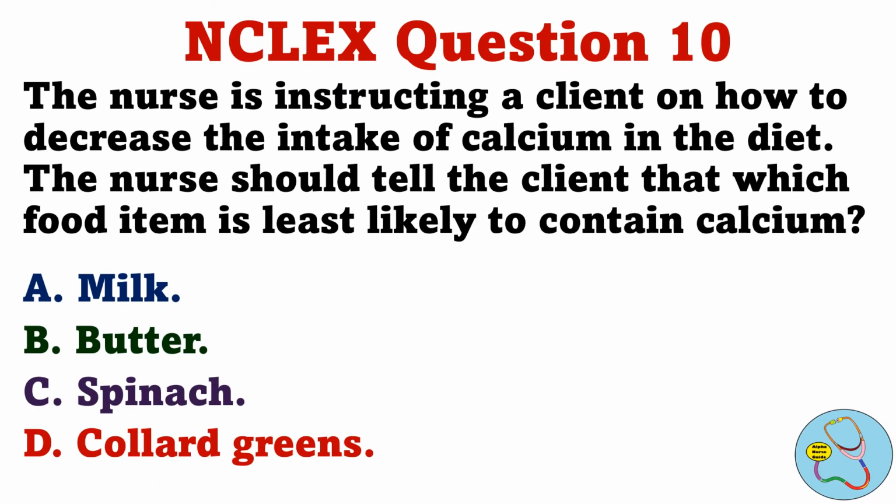Question 10. The nurse is instructing a client on how to decrease the intake of calcium in the diet. The nurse should tell the client that which food item is least likely to contain calcium. A. Milk. B. Butter. C. Spinach. D. Collard greens.